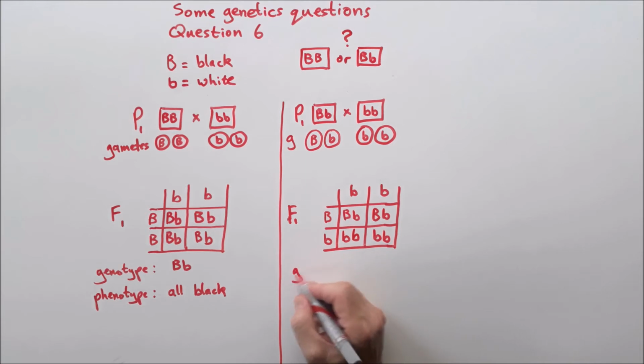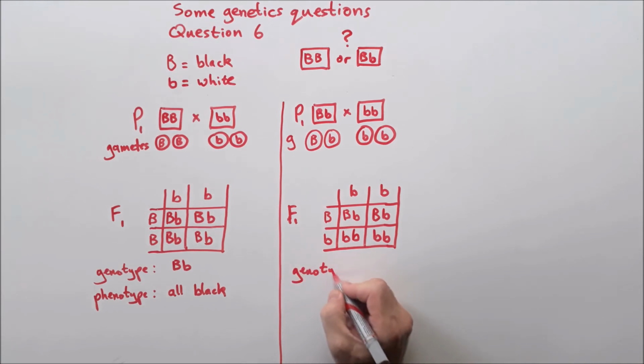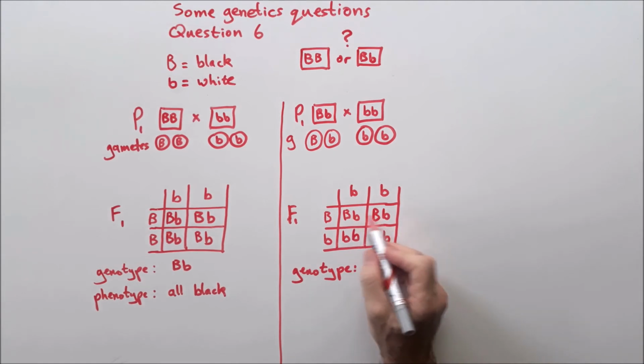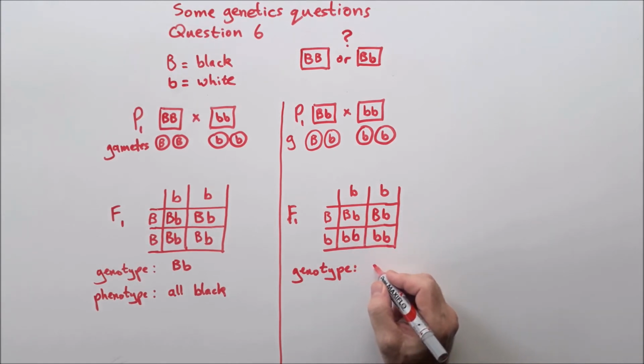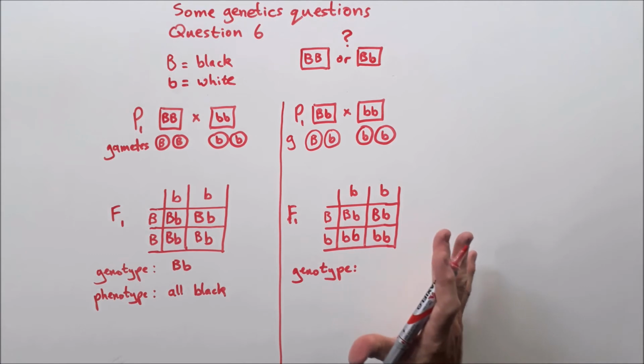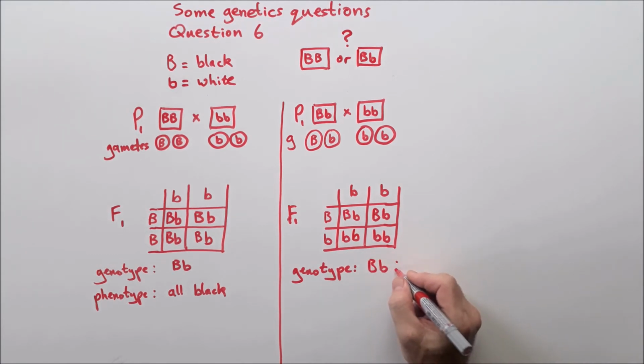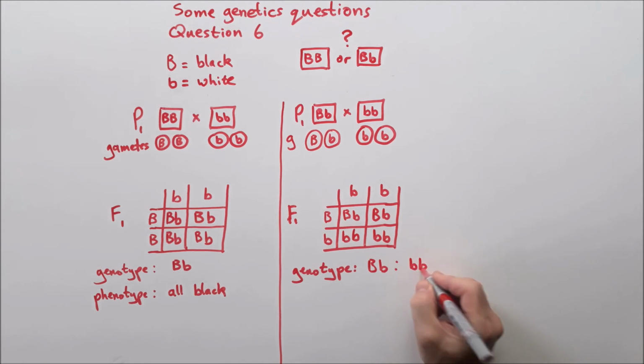Let's write out the genotype. Genotype: two big B, small b's, and two small b, small b's. Let's write the simplest form. So it'll be big B, small b is to small b, small b.